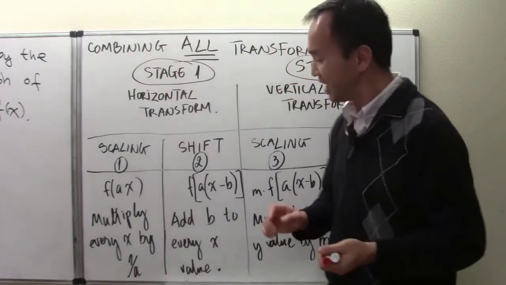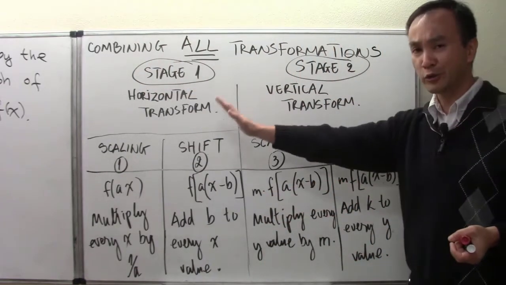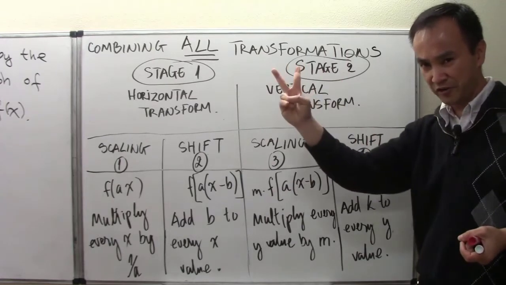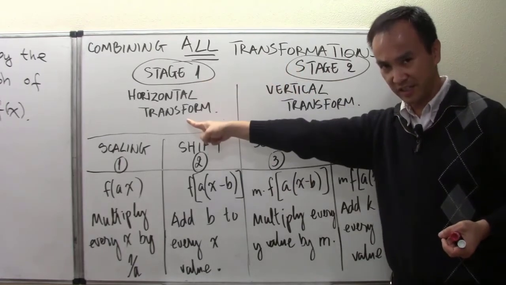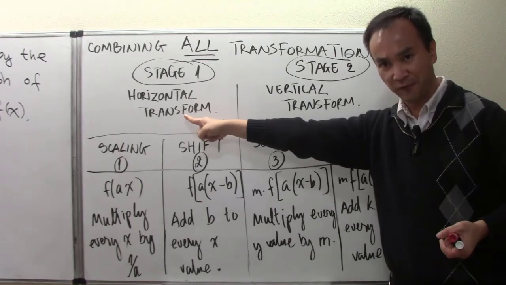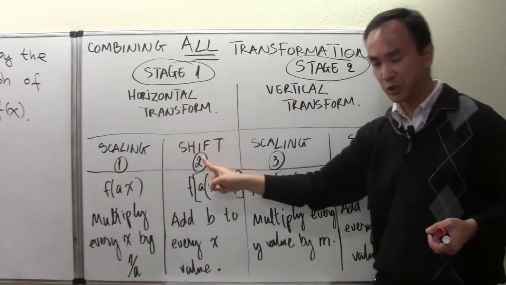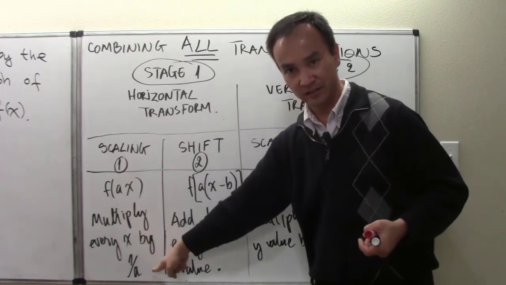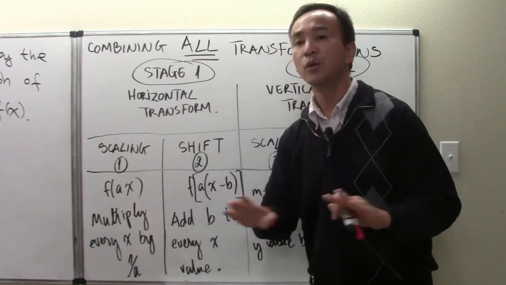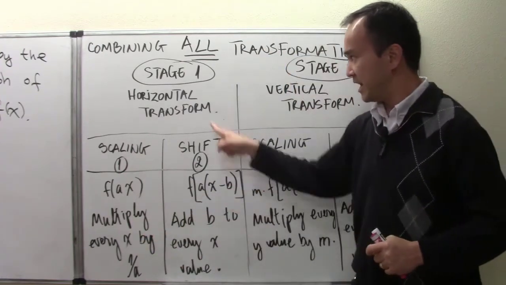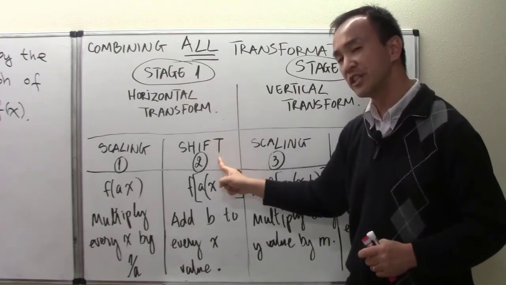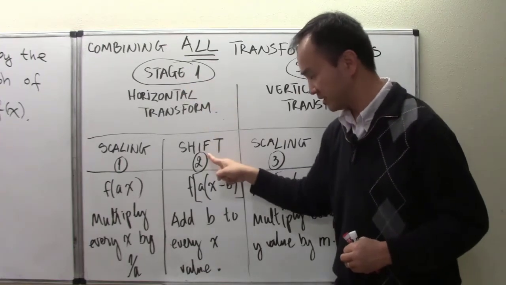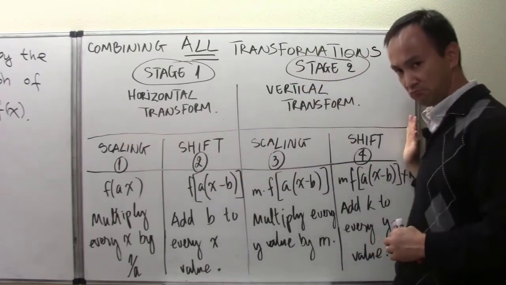So again, anytime we are combining all transformations together, there are 2 major stages. Stage 1, get all of those horizontal transformations done first. That involves 2 steps. Step number 1, get all the scaling done first. And this is the advice here. That advice works anywhere. Then within stage 1, we're heading over to step 2 right here. And I call this step 2 of the entire sequence.